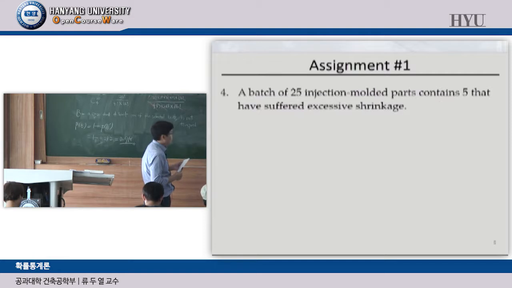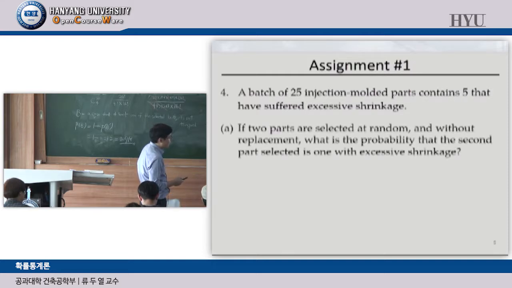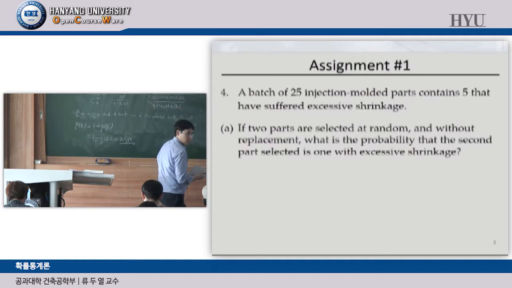And this is number 4. A batch of 25 injection molded parts contains 5 parts that have suffered excessive shrinkage. If 2 parts are selected at random and without replacement, what is the probability that the second part selected is the one with excessive shrinkage?